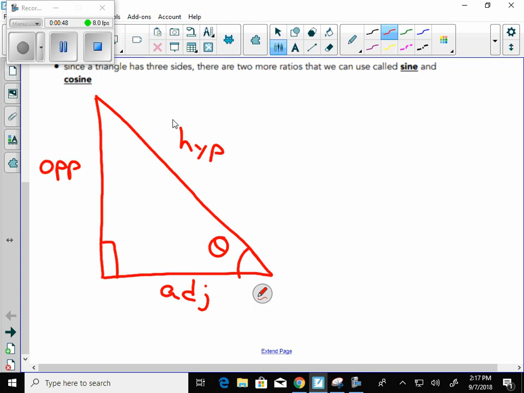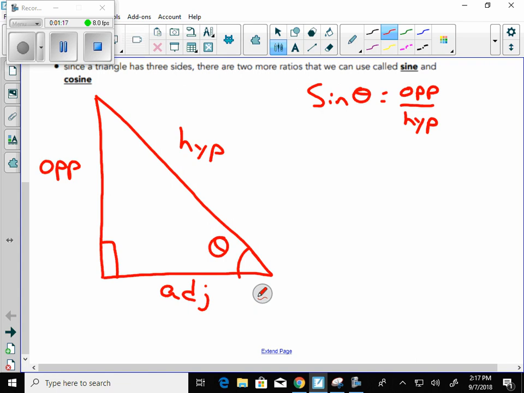So, I'm going to give you now all three ratios. We know tangent, so I'm going to give you two more. Sine. When you're looking at this angle, sine goes with opposite and hypotenuse. Opposite over hypotenuse.